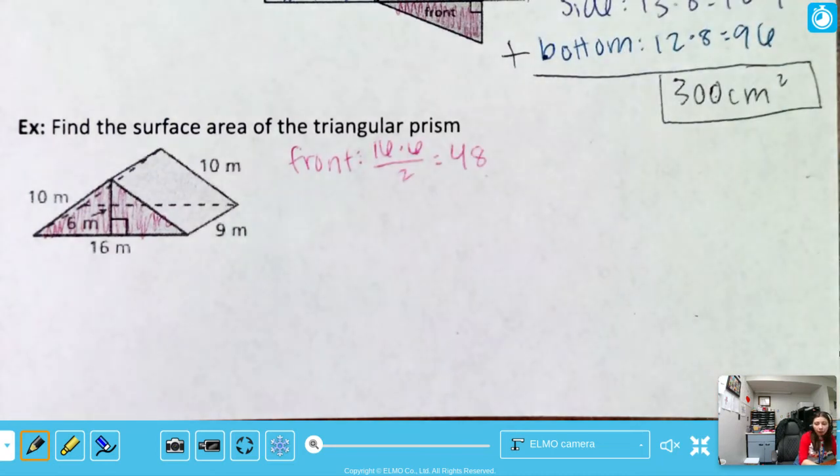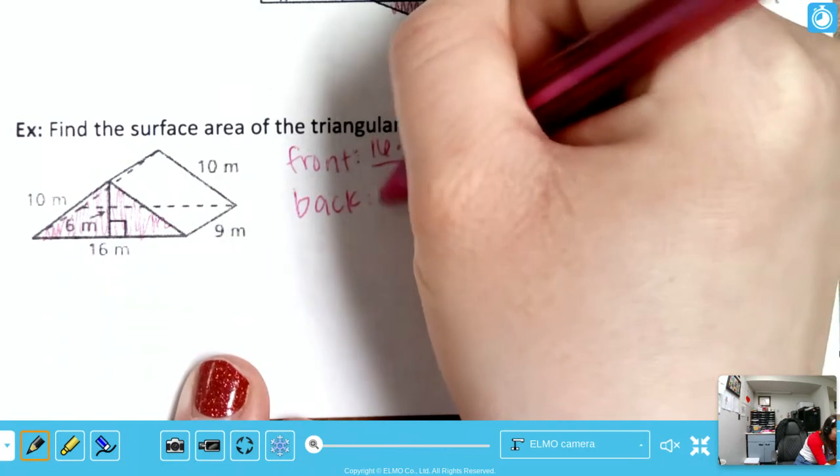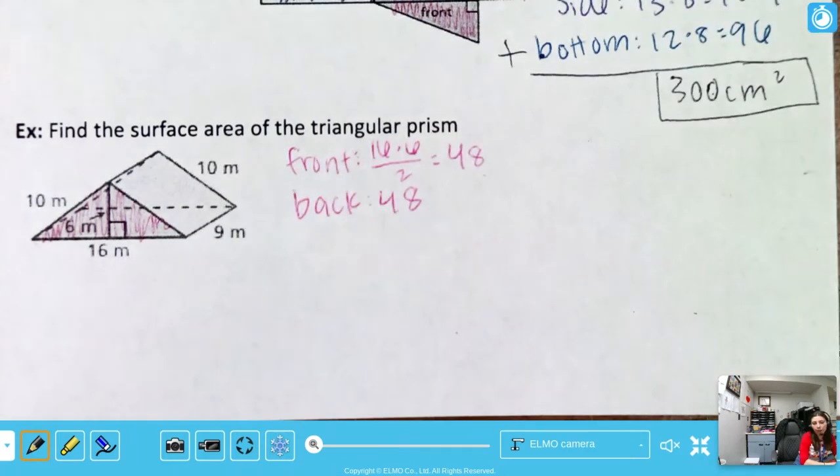Now the front is a triangle. Remember, the two triangles will be the same. So where's the other triangle? That would be at the back. So I know the other triangle, the back, will have the same area of 48. Again, those are the only two that for sure have the same area, the front and the back.